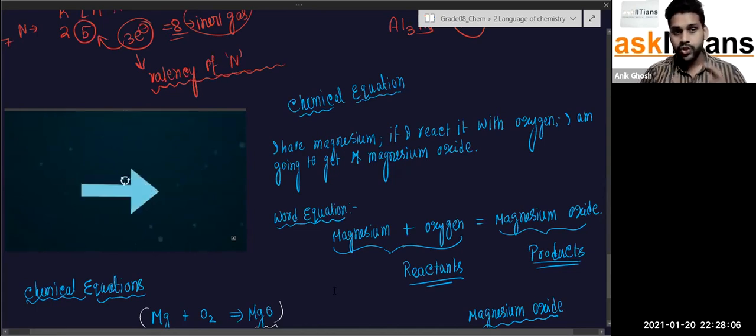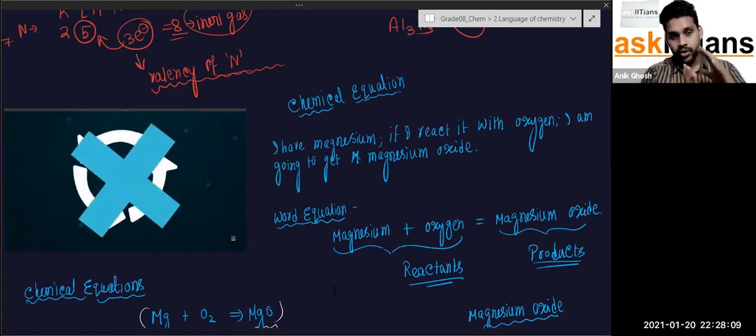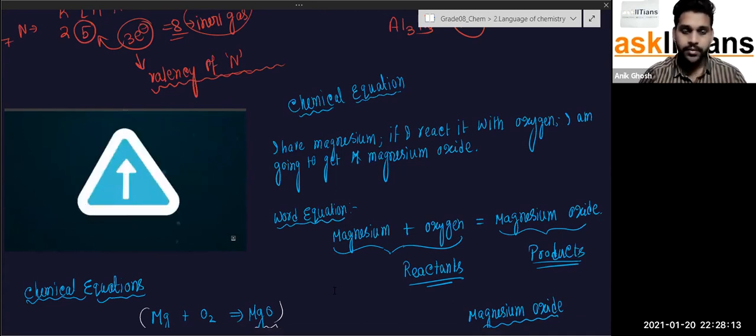And this arrow is showing you which direction the reaction is going. Like a one-way street, it is just showing you the direction of that street. Similarly, this arrow is showing you the direction of the reaction.